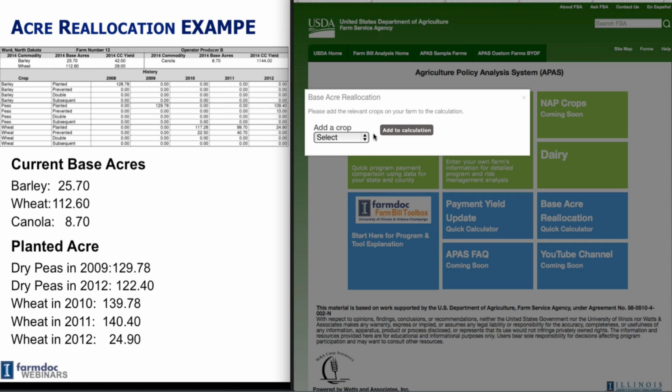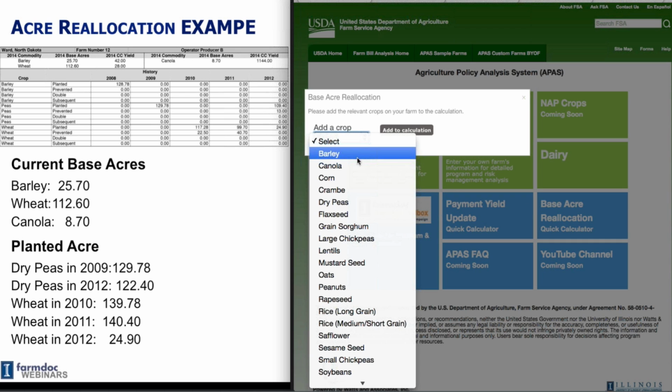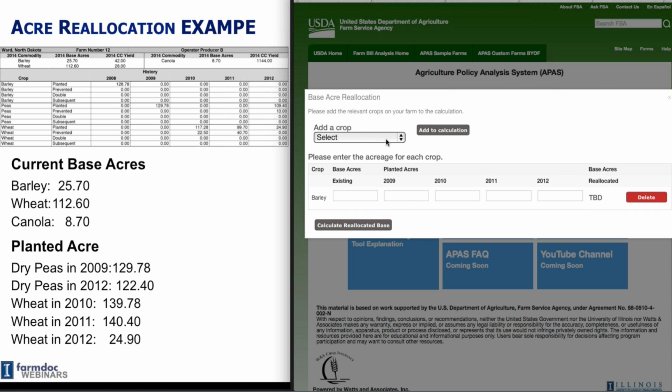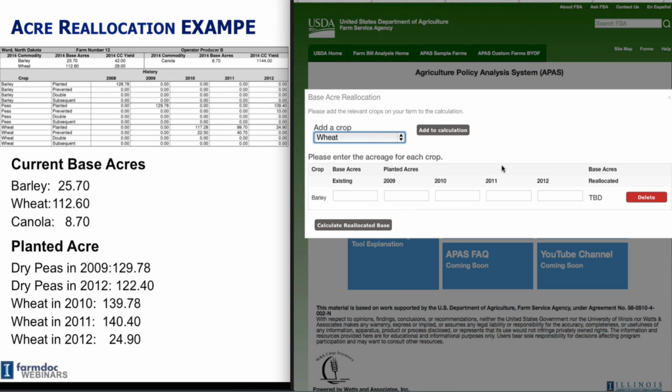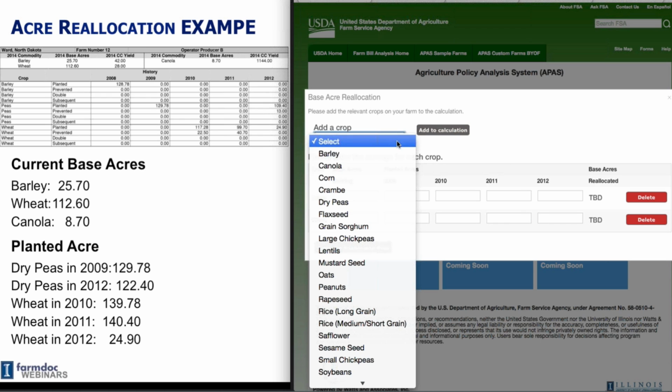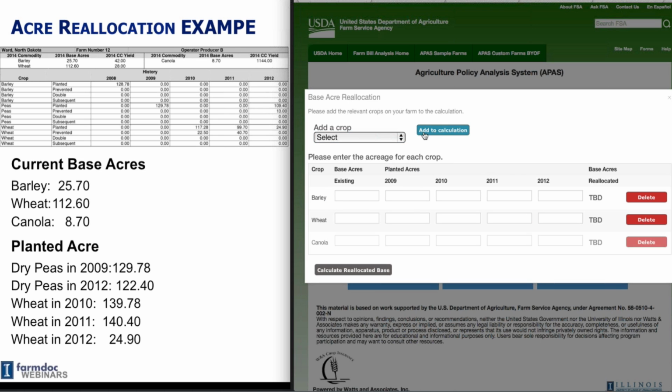And what Gary's going to do now is set up the base acre reallocation. Again, this is the quick calculator you can go in and use. He's going to add all of the crops for which there are current base acres, in this case barley, wheat, and canola, because we want to enter our existing or current base from that letter. That's going to be one option when we're looking at this base acre reallocation decision on any given FSA farm. We can always leave the acres under their current configuration in barley, wheat, and canola in this case. And then he's also going to add, in addition to those three crops, peas, because peas were planted.